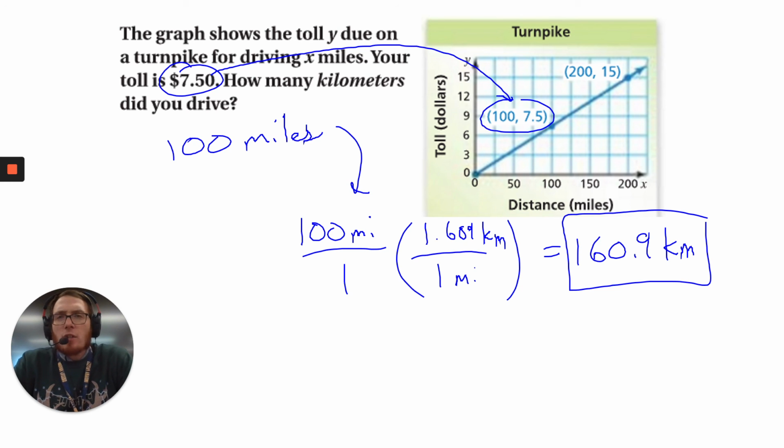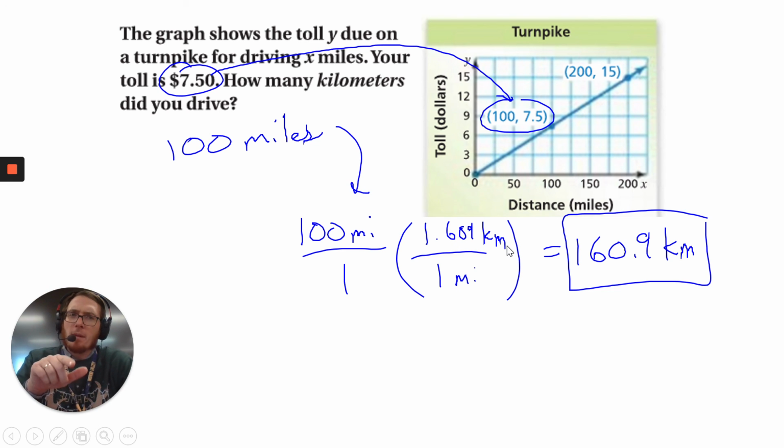Okay, one application question. This is the number of miles driven and what the toll is for a situation. So you notice it says your toll was $7.50. That would correlate to a Y value of 750, which is this spot right here. And that's 100 miles. The problem is they say how many kilometers is that? So 100 miles over 1, and then 1 mile is 1.609 kilometers.